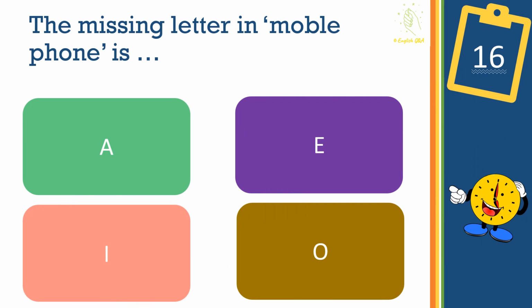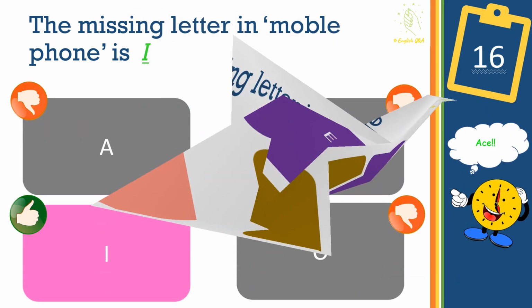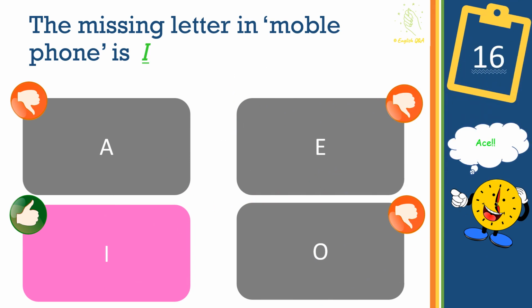Question 16. The missing letter in mobile phone is dash. Guess the correct answer. A. E. I. O. Correct option is I. The missing letter in mobile phone is I.